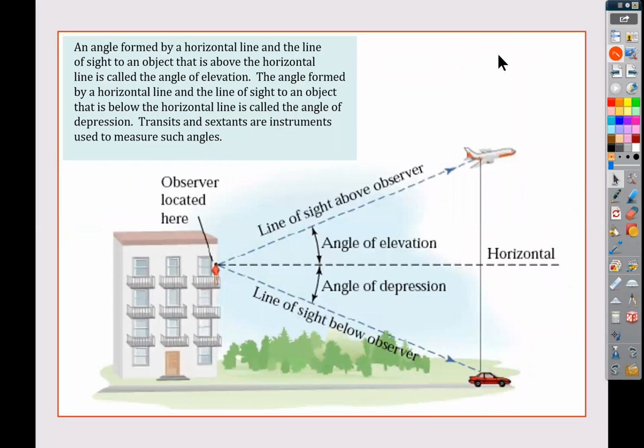Okay, an angle formed by a horizontal line of sight to an object that is above the horizontal line is called the angle of elevation. That's right here. The angle formed by the horizontal line and the line of sight to an object that is below is called the angle of depression.